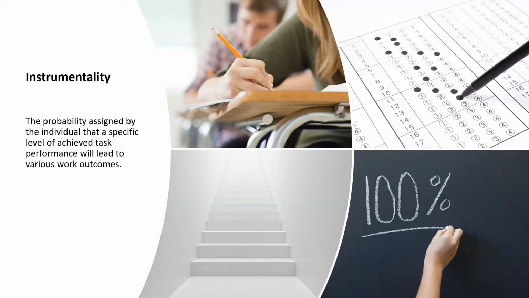Okay. The second one is instrumentality: the probability assigned by the individual that a specific level of achieved task performance will lead to various work outcomes.